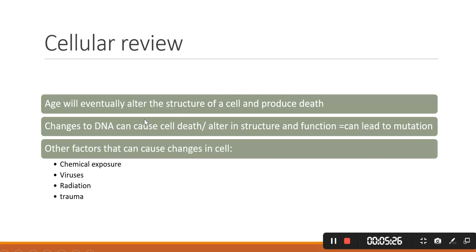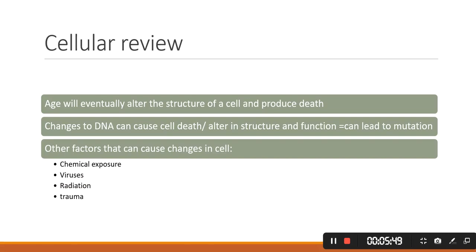Age will eventually alter the structure of a cell and produce death. Of course, after some time every cell undergoes aging. Changes to DNA can cause cell death or alter structure and function that can lead to mutation. Any change in the DNA, if the cell survives, is said to have undergone mutation, but if it does not survive, it is definitely going to die.